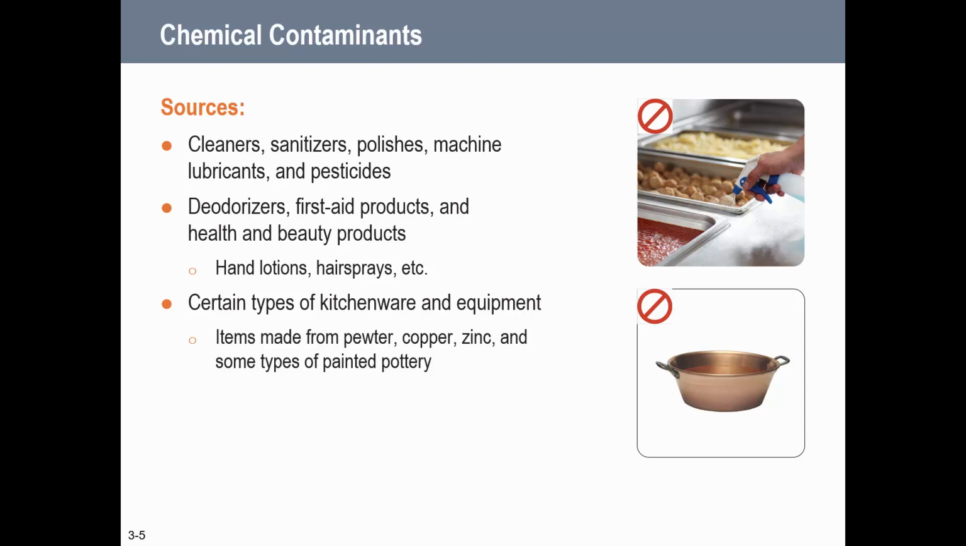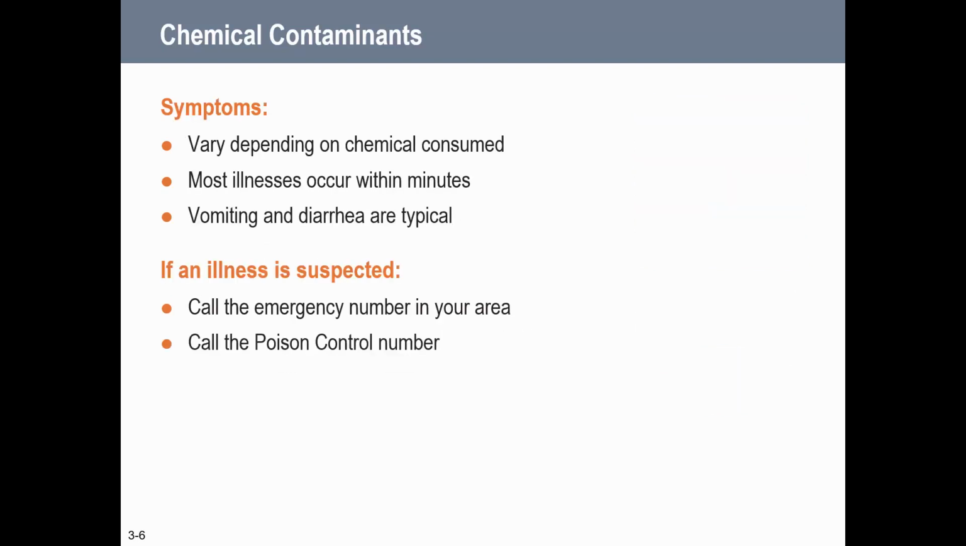And I really also want to mention the types of kitchenware and equipment. Pewter pitchers, copper pots, things like that can leach into the food and cause chemical contamination. There used to be some painted pottery and plates that had lead-based paint in them. So we're really wanting to avoid any of those from getting into our food supply.